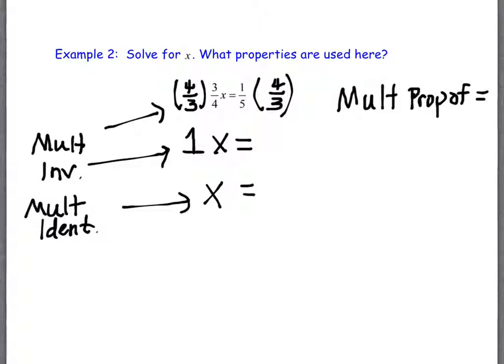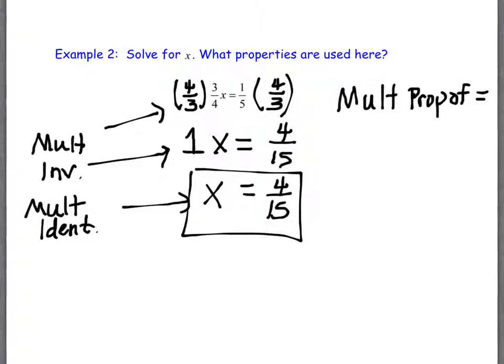Now we need to answer the right-hand side. What do we get on the right-hand side? 1/5 times 4/3 is what? 4/15. It is like proofs, isn't it? My goodness, you just never know when things are going to sneak back in, do you? So the answer is x equals 4/15.